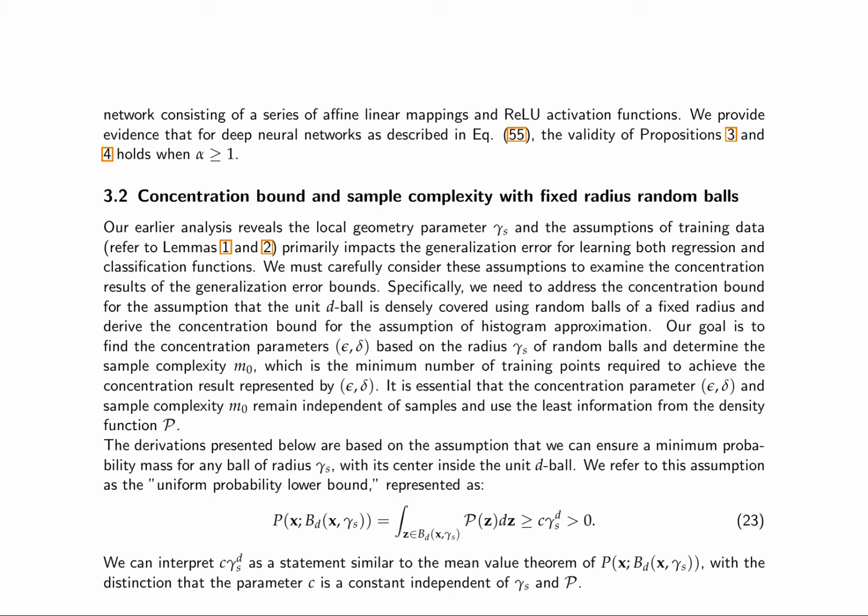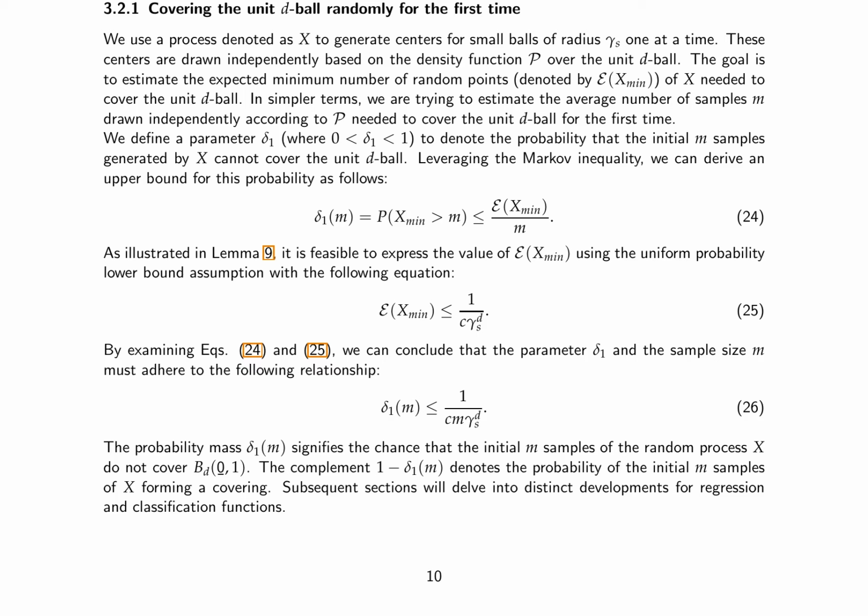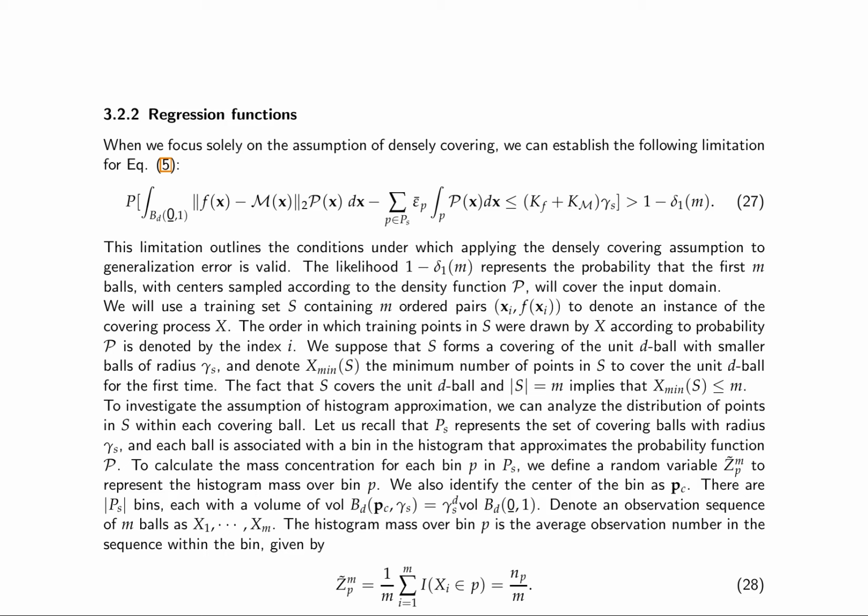The uniform probability lower bound assumption is crucial in these derivations. The research provides a comprehensive framework for understanding how network parameters influence generalization error and sample complexity in regression and classification tasks. Here is a combined summary of pages 11 and 12 of the research paper.